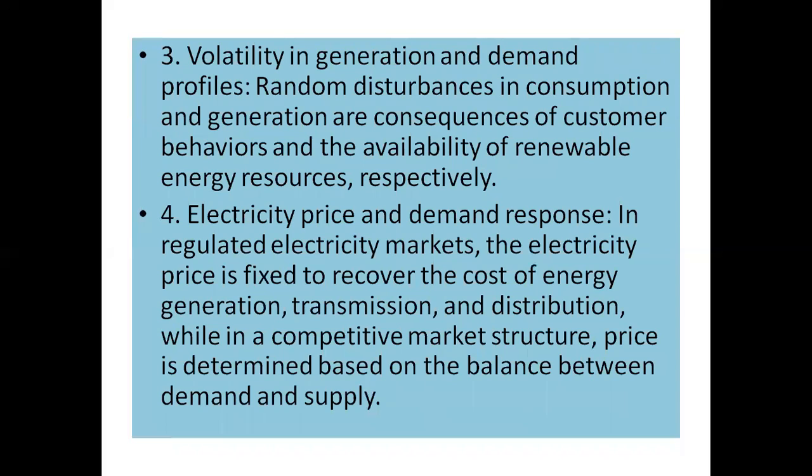Transmission, and distribution. While in a competitive market structure, price is determined based on the balance between the demand and supply. The last line is especially telling us that the cost of an item or a product is determined based on the balance of demand and the supply. For some products in the market, the demand will increase, but the supply will decrease. For other products, the demand will decrease, but the supply of the product in the market will increase gradually. So based on the demand and supply, the price of the product is determined.